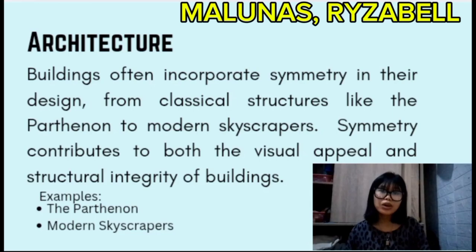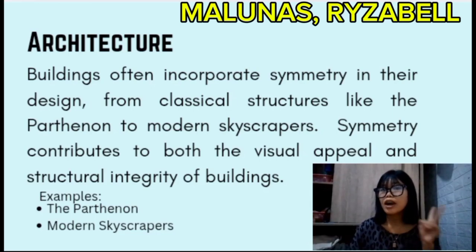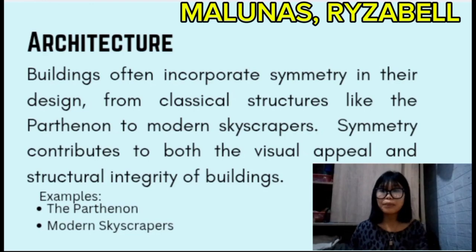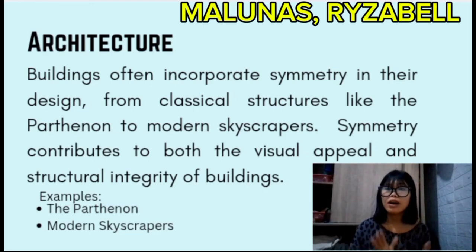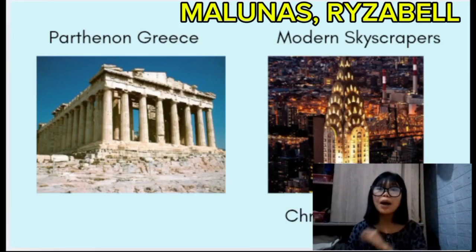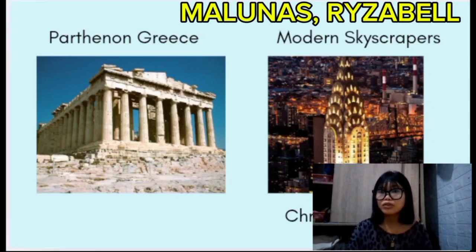And another one is architecture. Architecture has 2 examples, which are the Parthenon in Greece and modern skyscrapers. As you see in the picture, these are examples of architecture and real-world application of symmetry and isometry. They have a balanced symmetry and also a balanced isometry.